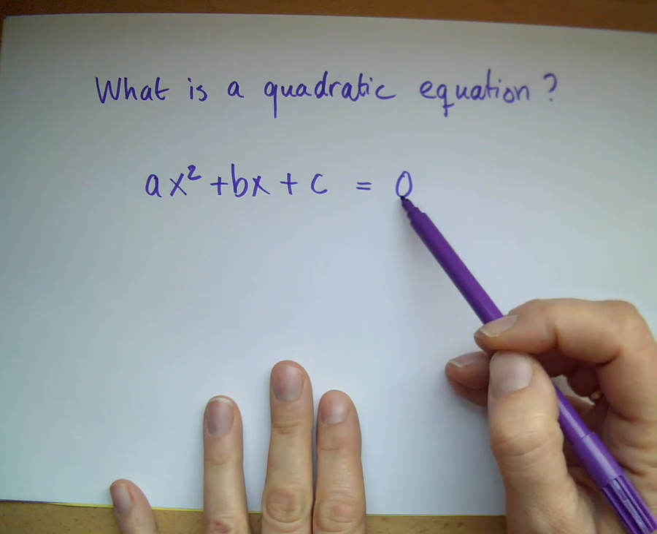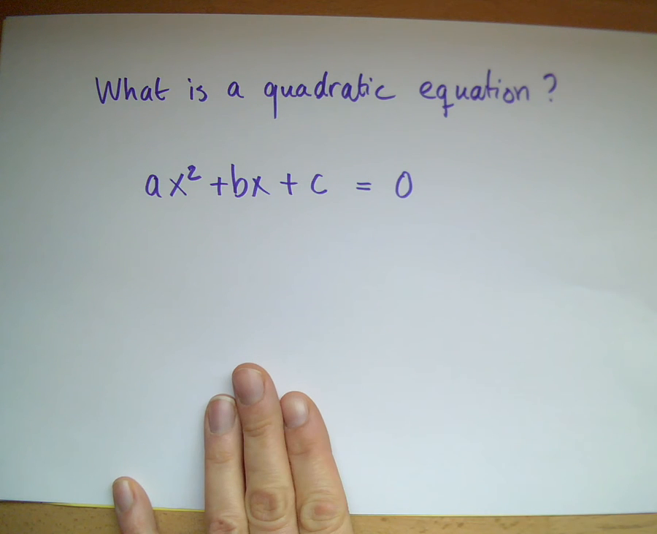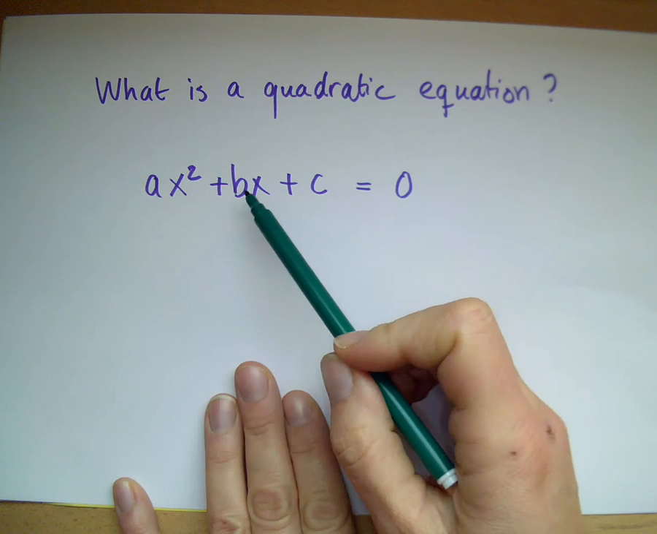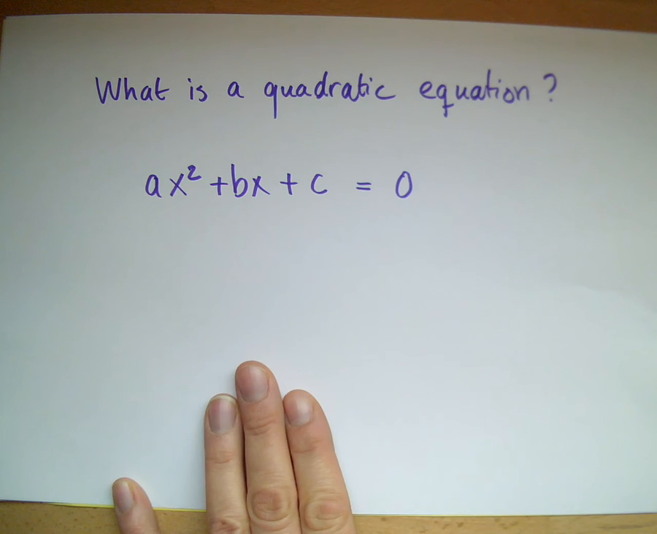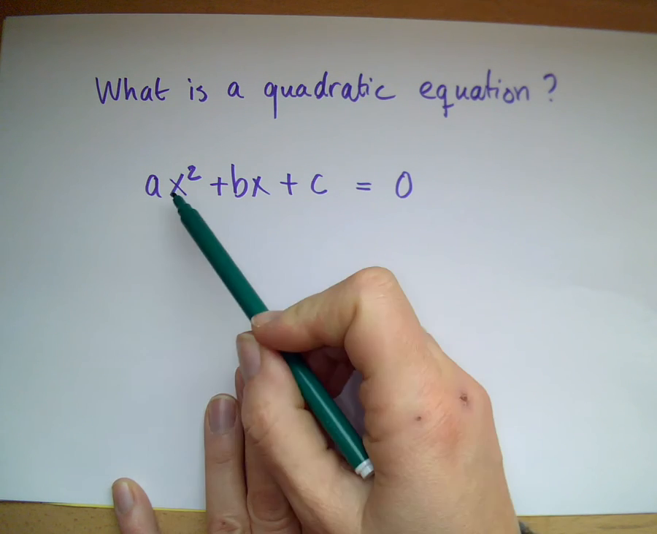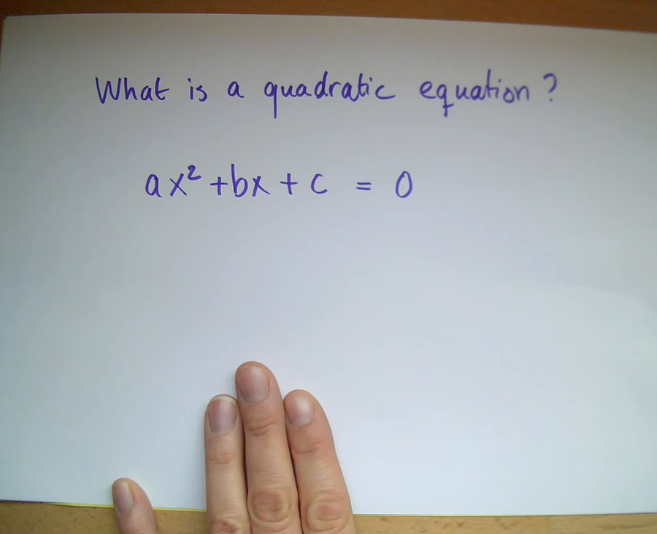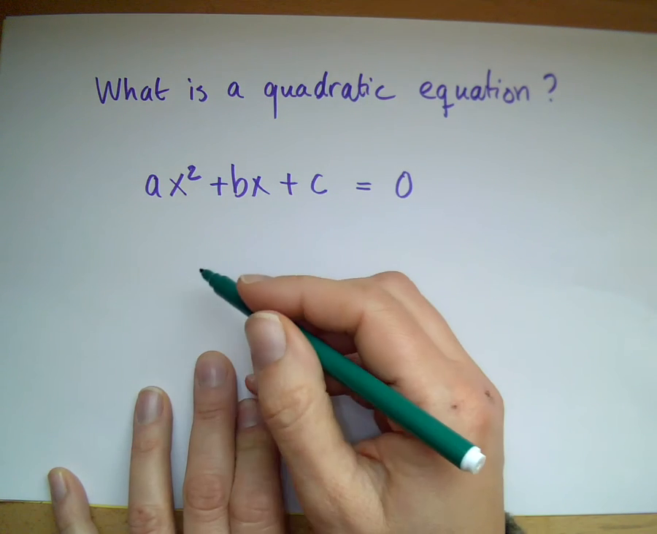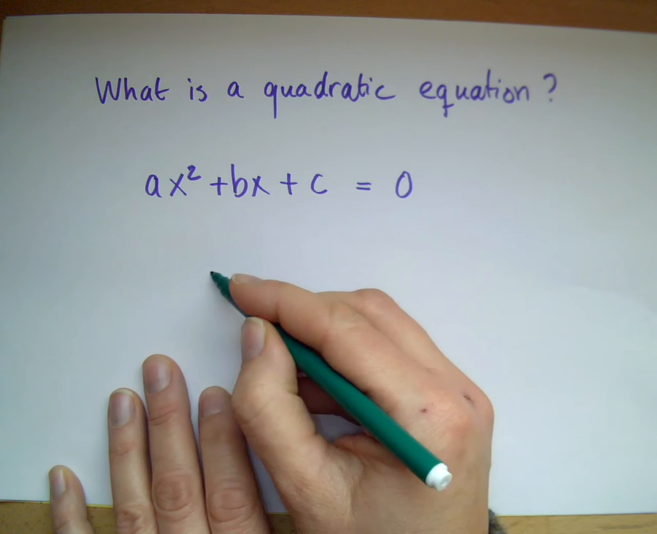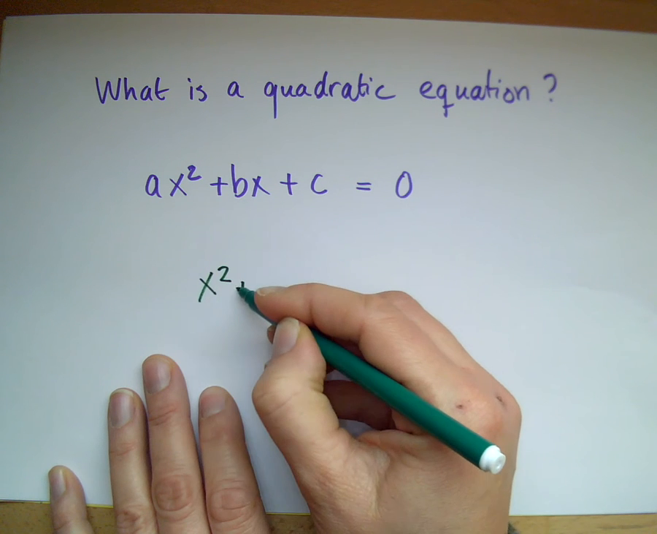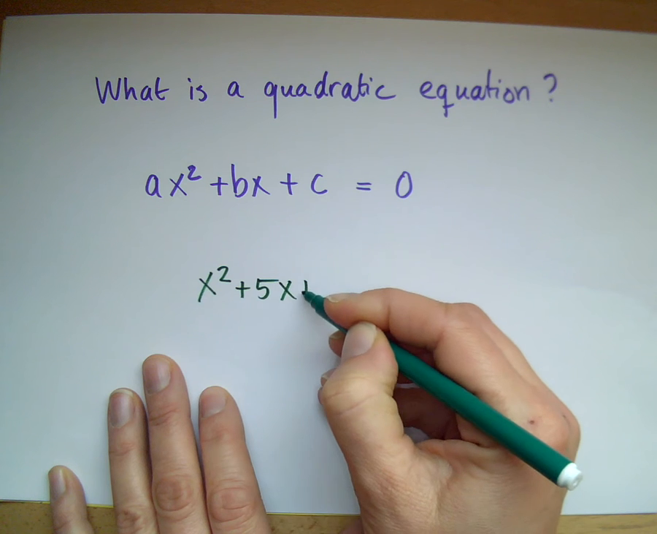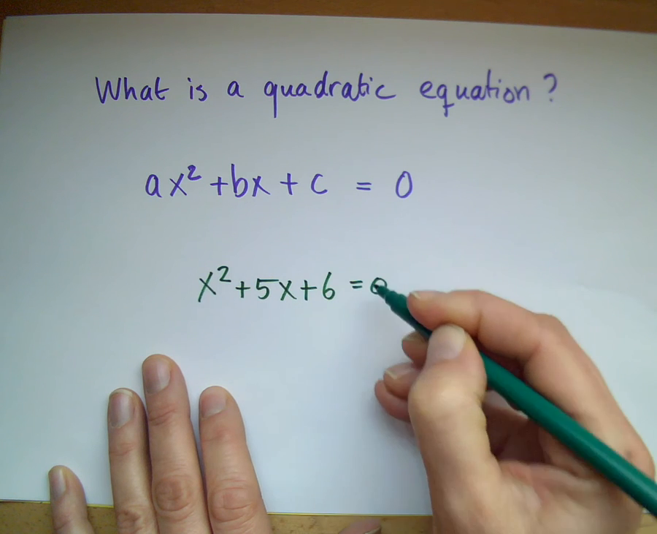So this is the shape that it's always in. A, B, and C are constants, so numbers. The x's are the variables. An example of a quadratic equation would be, well, there's so many possibilities. Could be x squared plus 5x plus 6 is 0.